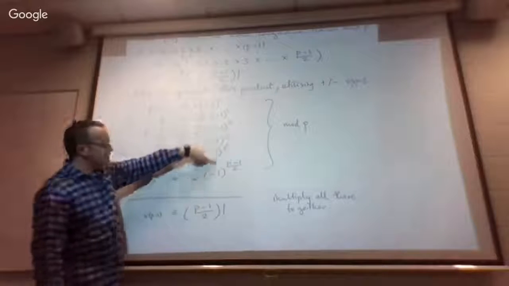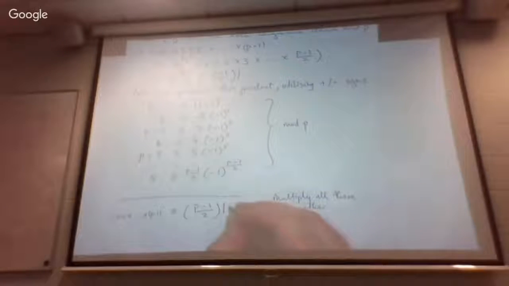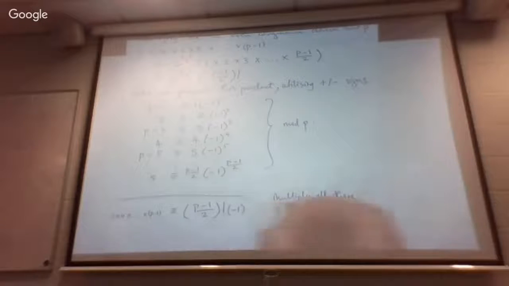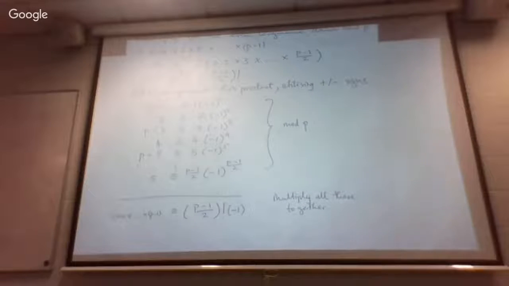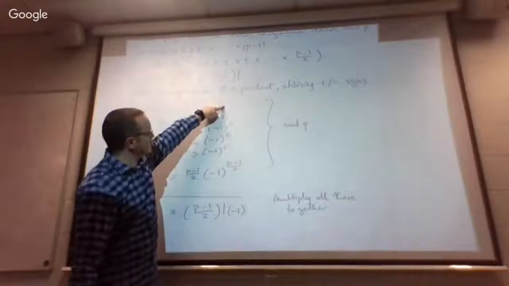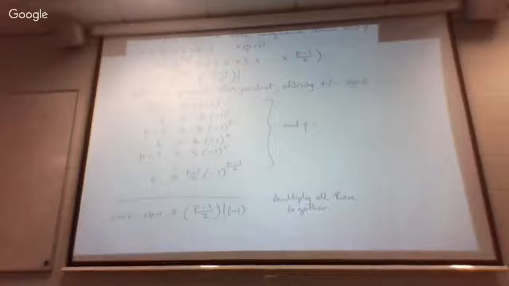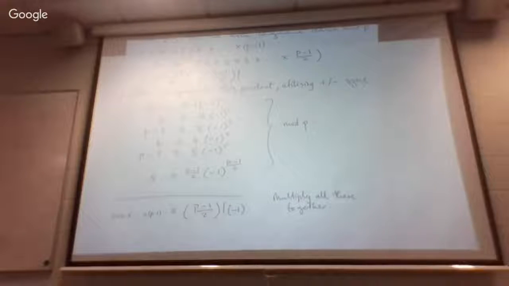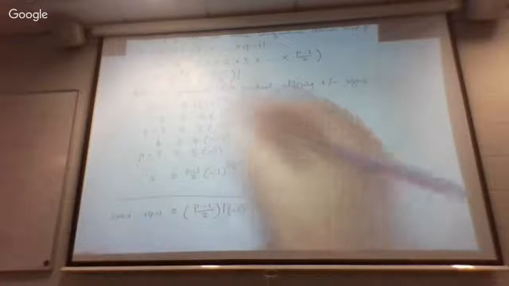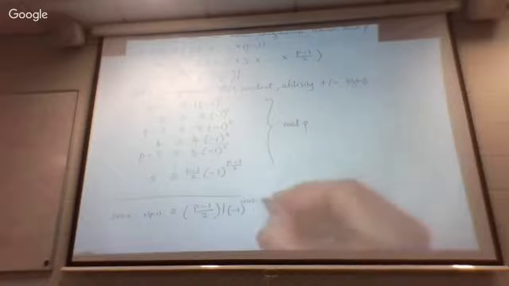Now, you also have to multiply all these powers of 2. So you're multiplying powers of 2, so it's going to be a big power of 2. And what's the exponent here? The exponent is the sum of all these exponents. When you multiply together powers, you add the exponents, don't you? This is 1 plus 2 plus 3, and the last one is p minus 1 over 2.